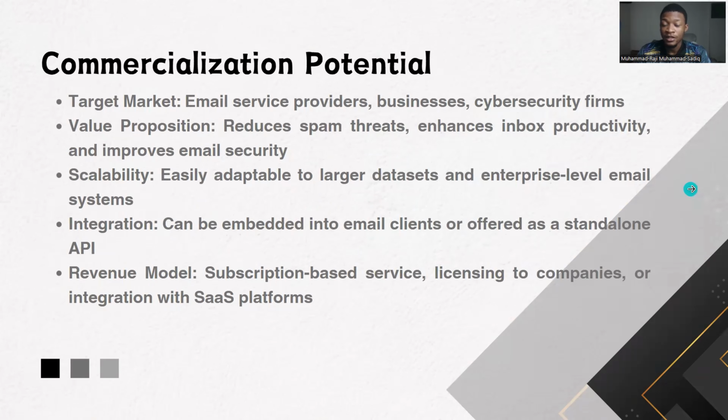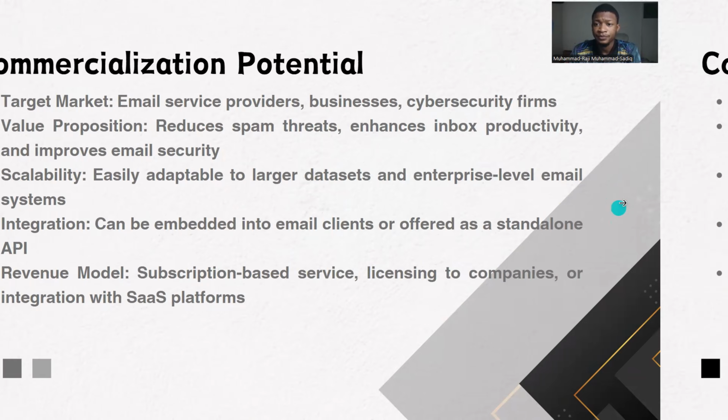So next is the commercialization potential. First we have the target market, which is email service providers, businesses, and cybersecurity firms. Next, value proposition: reduce spam threats, enhance inbox productivity, and improved email security. Scalability: it's easily adaptable to larger datasets and enterprise level email systems. Integration: it can be embedded into email clients or offered as a standalone API. And then the revenue model: revenue can be made through subscription-based service, licensing and so on.